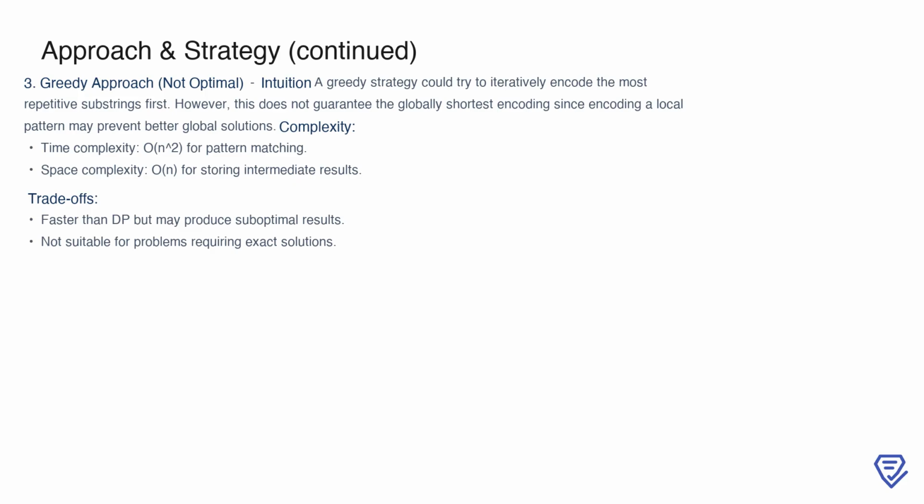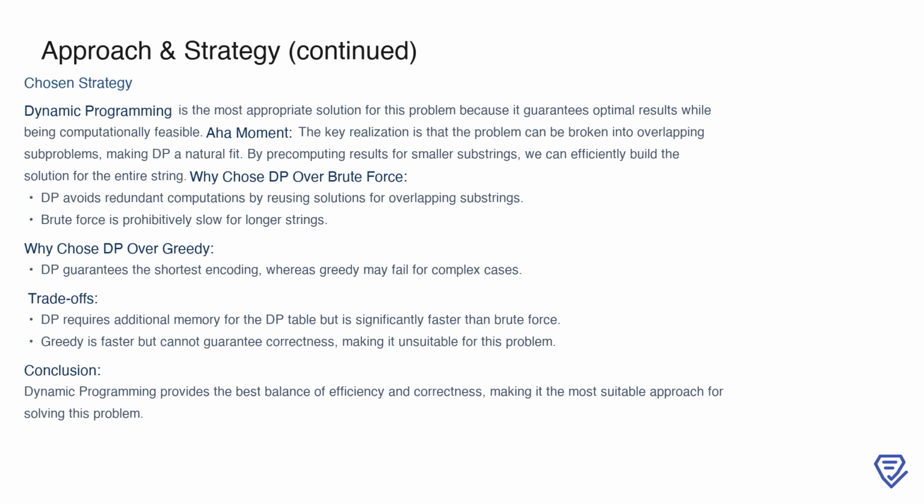This method significantly reduces redundant calculations, making it much more efficient than brute force. However, it is a bit more complex to implement due to the recursive structure and memoization. Another approach to consider is a heuristic-based method for string compression. This technique uses a greedy strategy to identify and compress repeating patterns without explicitly relying on dynamic programming.